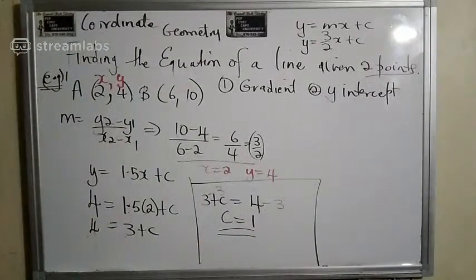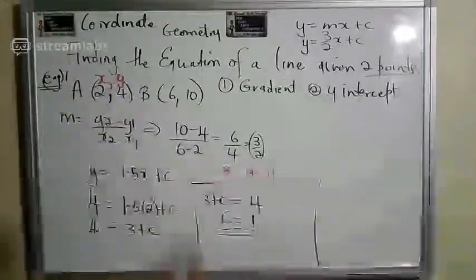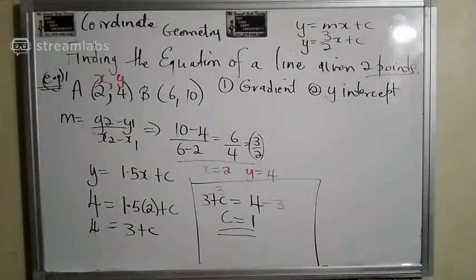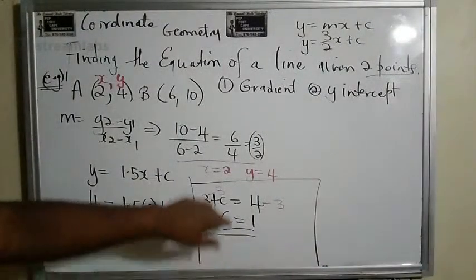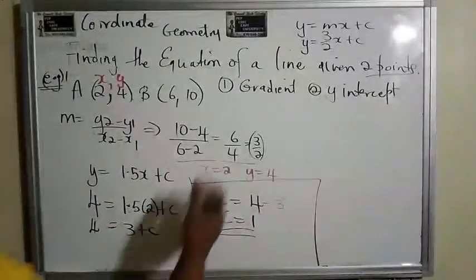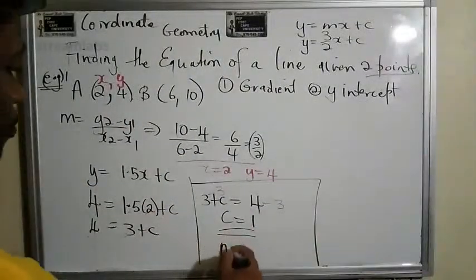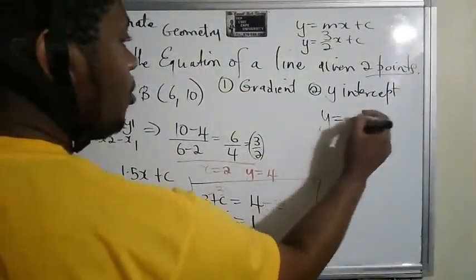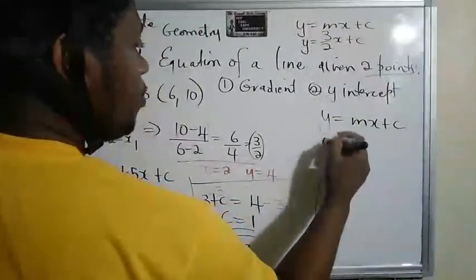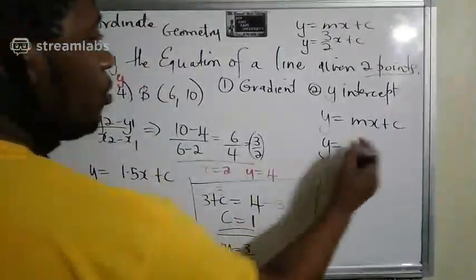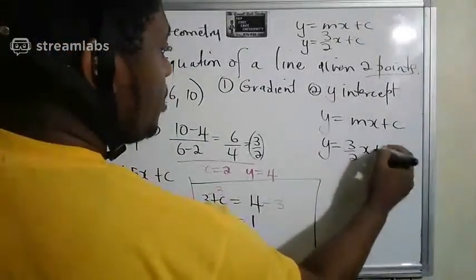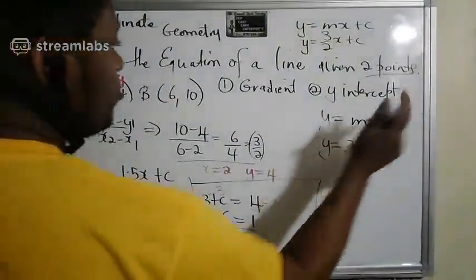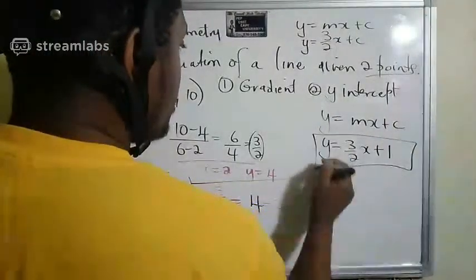But we're not done. What did they ask us for? They asked us for the equation of the line. So we have to put in the values that we got, which are the gradient and the y-intercept. The gradient was 3 over 2. So write back the formula, y equals mx plus c. Therefore y is equal to 3 over 2 x plus the y-intercept, 1. Voila.